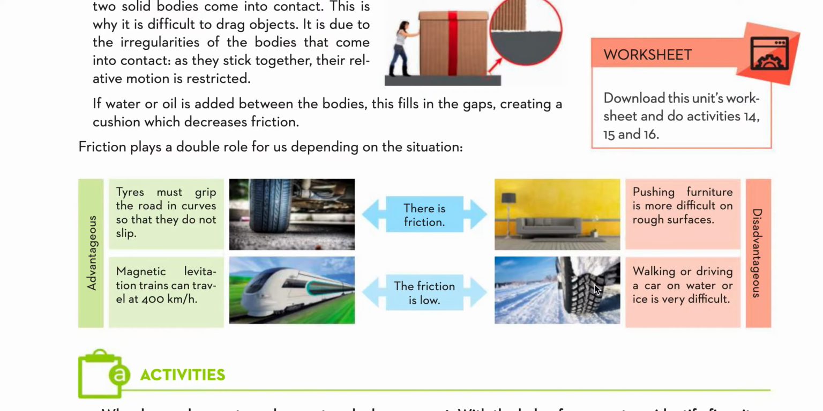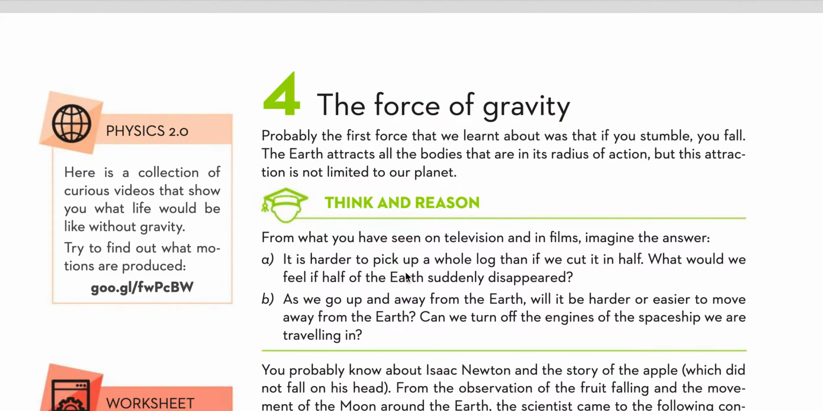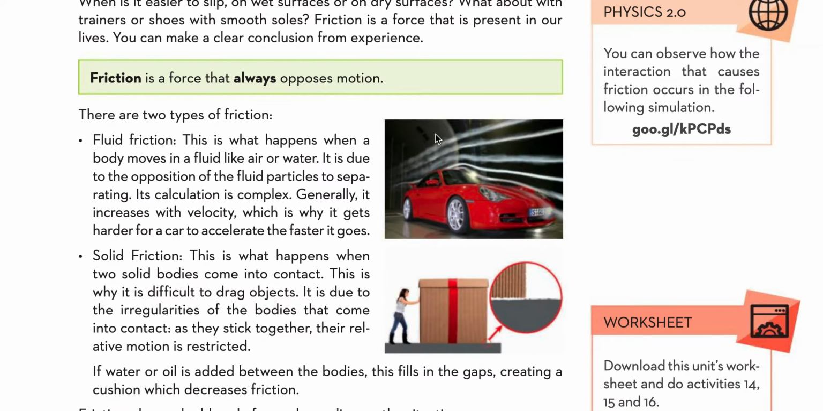But what happens in snow? Walking or driving a car on water or ice is very difficult. In these first two pictures, there is friction. Here there is almost no friction. And also here, in this train, magnetic levitation trains can travel at high speed because there is no friction at all, only very, very low, the air friction. So friction is a force that opposes motion.